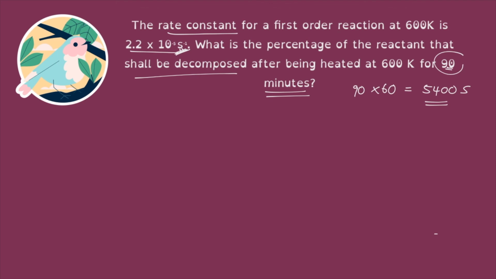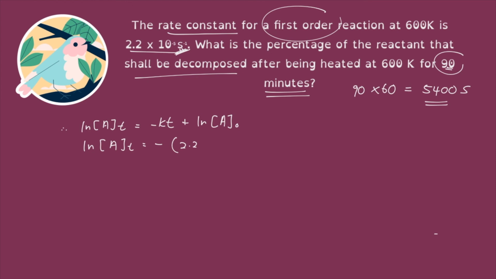Another thing you need to look at is that it follows the first order reaction, so you can use the first order reaction formula, which is ln AT equivalent to negative KT plus ln A naught. Your ln AT is the thing that you want to calculate. Given to you is your rate constant, which is 2.2 times 10 to the power of negative 5, and your time is 5400, and the initial concentration. The initial concentration is the same concept: initially we assume the concentration of the reactant is 100%, so 100 divided by 100 is equivalent to 1. So therefore you can get negative 1.1880 times 10 to the power of negative 1.